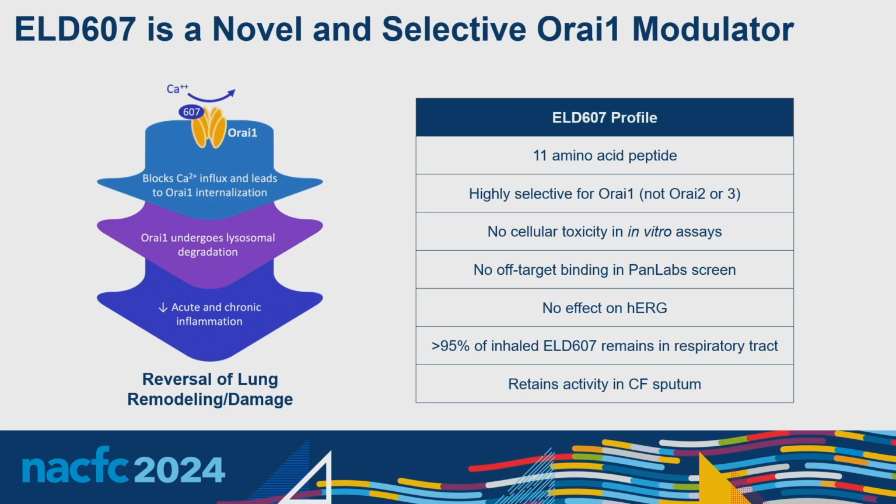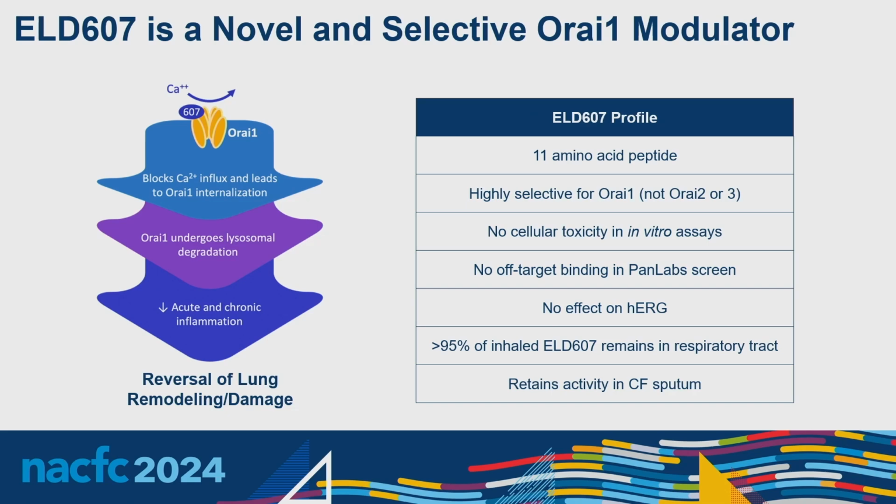ELD-607 is an 11 amino acid peptide, and it's highly specific for ORAI1, so it does not bind to ORAI2 or ORAI3. And when we screened it for its safety, we saw that there was no cellular toxicity in vitro, and also did not have any off-target binding when screened against a PanLabs 44 target screen. And more specifically, it did not have any effect on hERG.